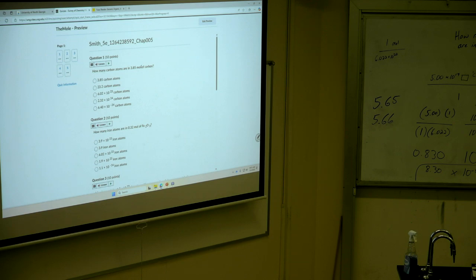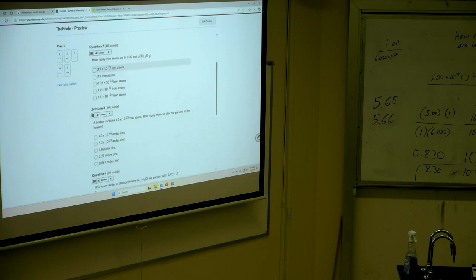You see that? How many iron atoms? All right, and this one says a beaker contains this many zinc atoms. How many moles is this?